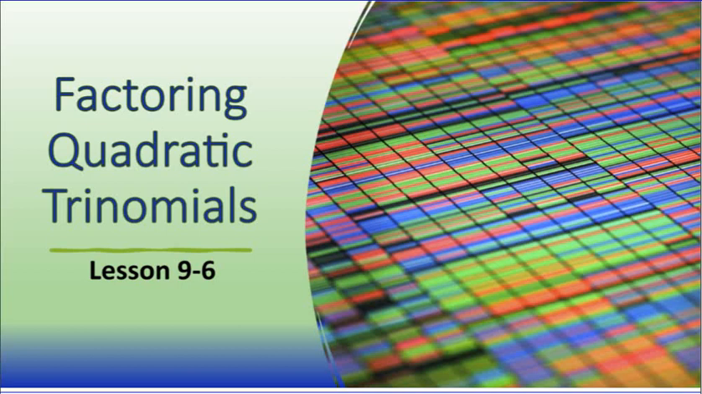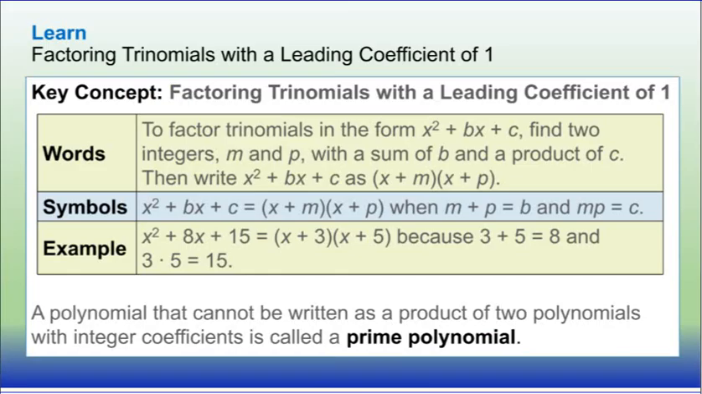Lesson 9-6, factoring trinomials. Factoring is also the opposite of the distributive property. When we factor a trinomial in the form of x squared plus bx plus c, you're going to find two integers, m and p, with a sum of b and a product of c. So you're just thinking, what two numbers do I multiply to get c, but add them together gives you b.